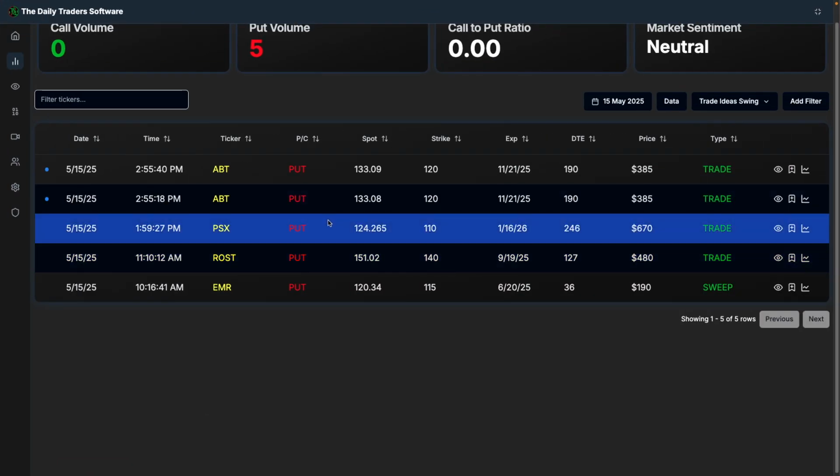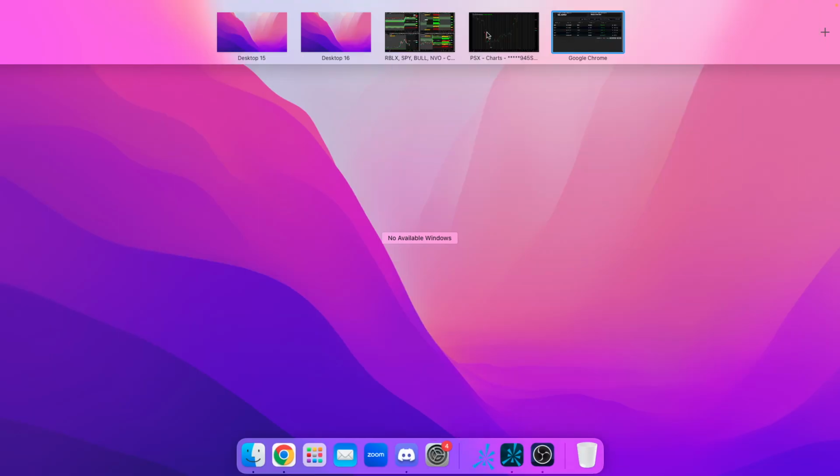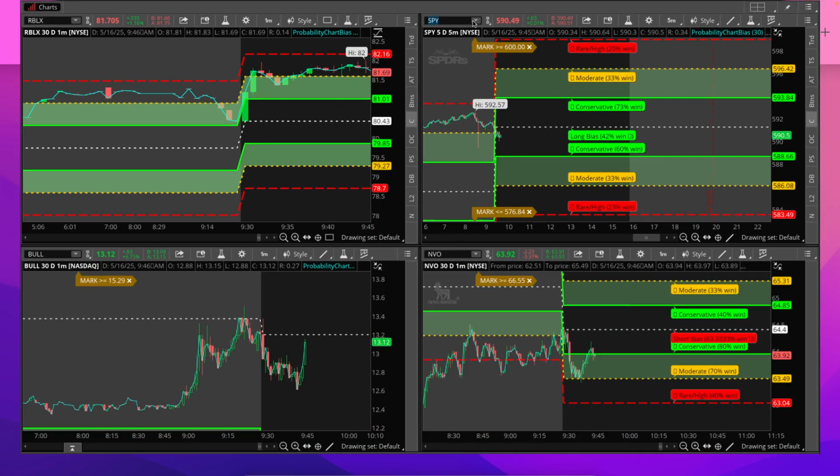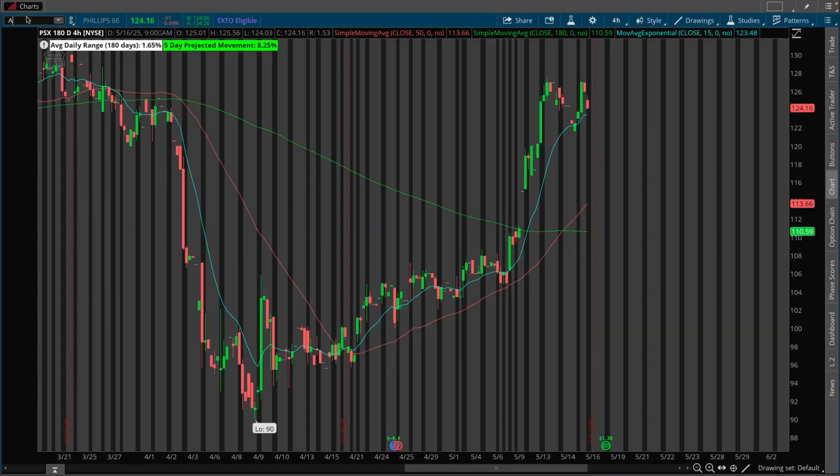That's interesting. 5 out of the 5 were all puts yesterday. So definitely a very bearish sentiment there as far as these swing trades go. ABT was our last one. We had 2 orders on ABT puts.